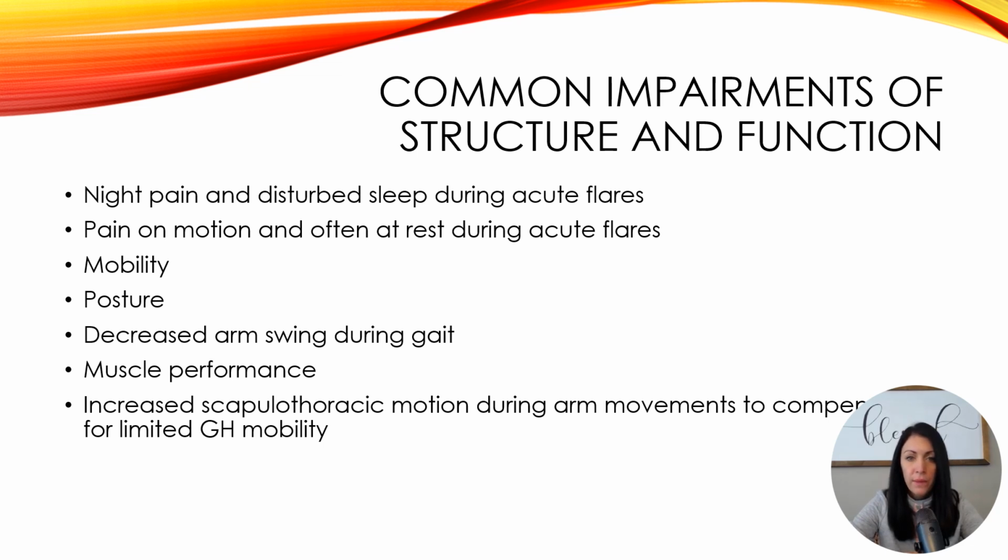For muscle performance, general muscle weakness and poor endurance in the glenohumeral muscles with overuse of the scapular muscles will lead to pain in the trapezius, levator scapulae, and posterior cervical muscles. There's usually an increased scapulothoracic motion during arm movements to compensate for that limited glenohumeral mobility. It almost looks like that scapula is really adhered to the glenohumeral joint or even to the humerus. It's like they just move together. You'll see that compensation occur.